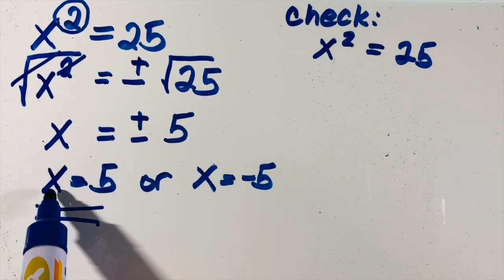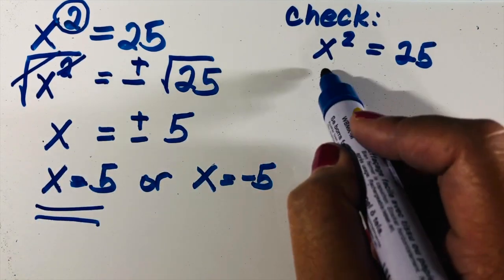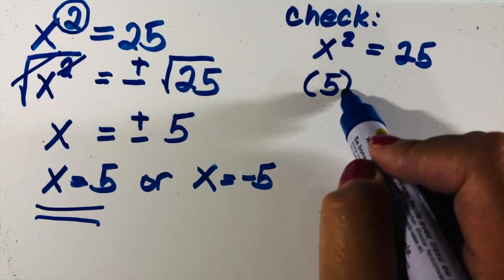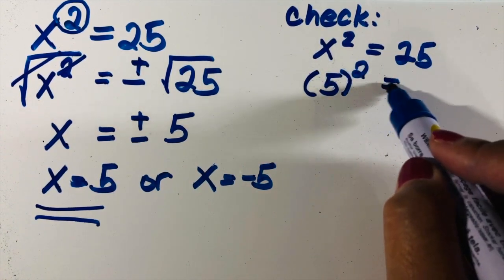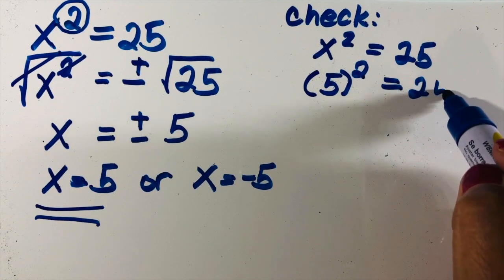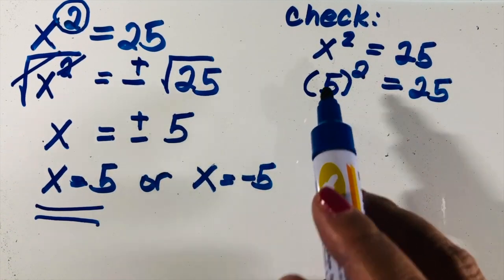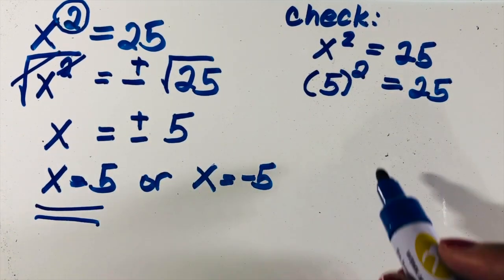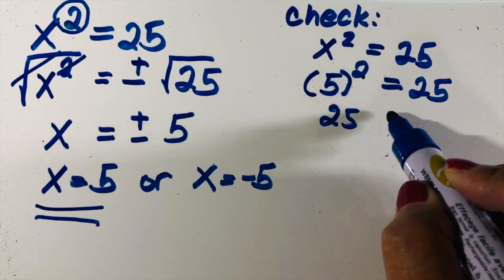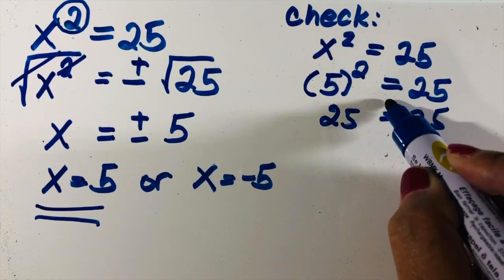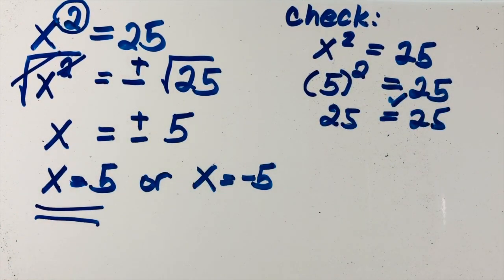So x is 5. We will plug it in to x squared equals 25. Is 5 squared equals 25? Yes, so 25 equals 25 is correct. So therefore, x equals positive 5 is correct.